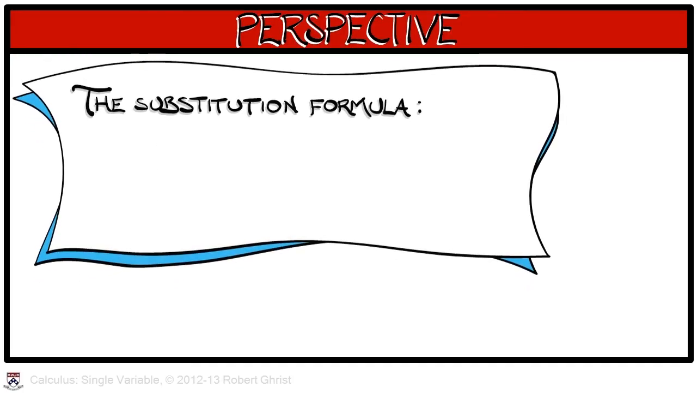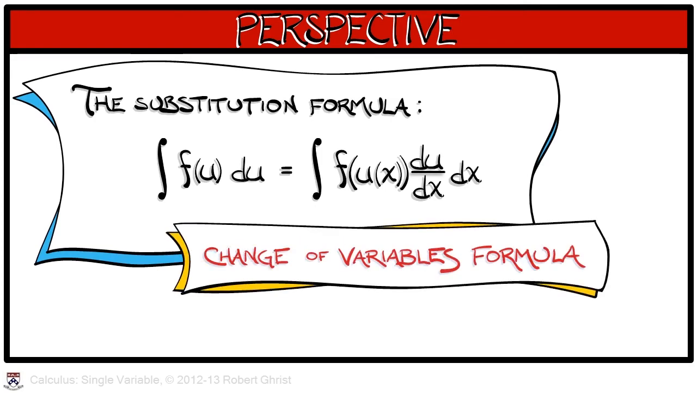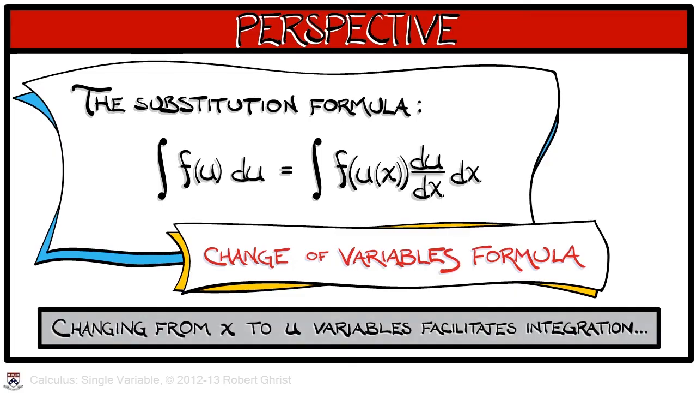Now, the global perspective in what we have done in this lesson is all about this u substitution formula, but really, it should go under a different name, and you will learn it later in life under the name of the change of variables formula. What we're really doing is changing from x variables to u variables. And this change of coordinates facilitates integration.